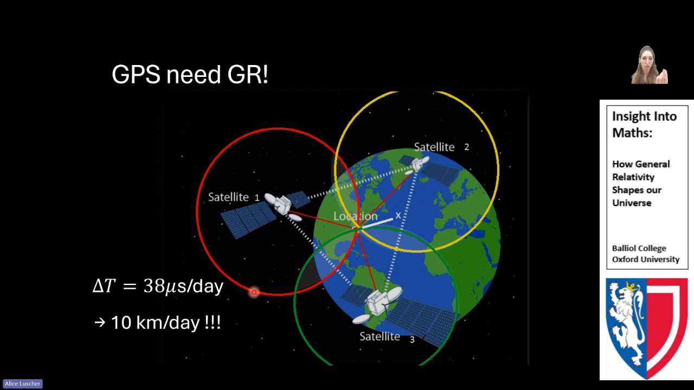which seems like a tiny amount of time, except that again it's multiplied by the speed of light, which is a big number, and so that would actually lead to a shift of 10 kilometers per day in the prediction of your GPS. So after a few days, your GPS would be completely unusable without GR.